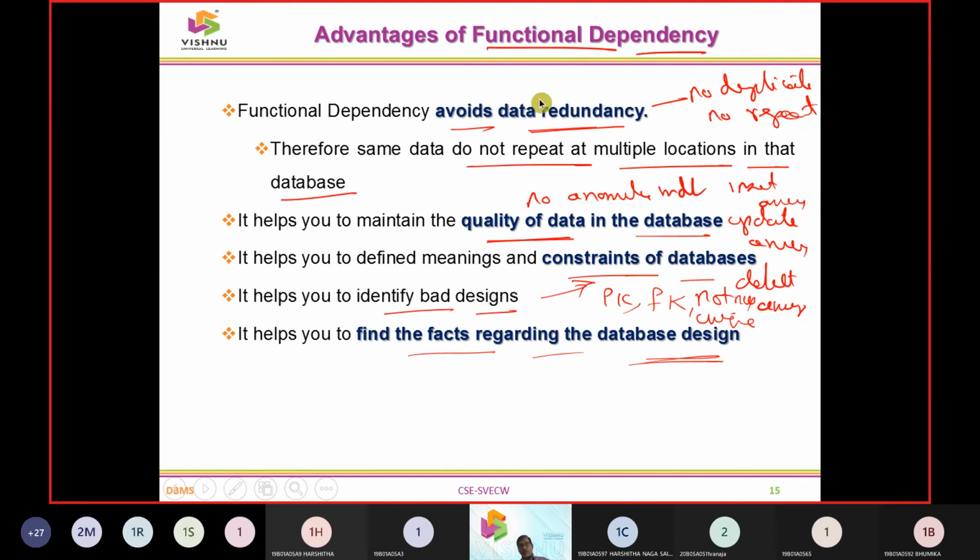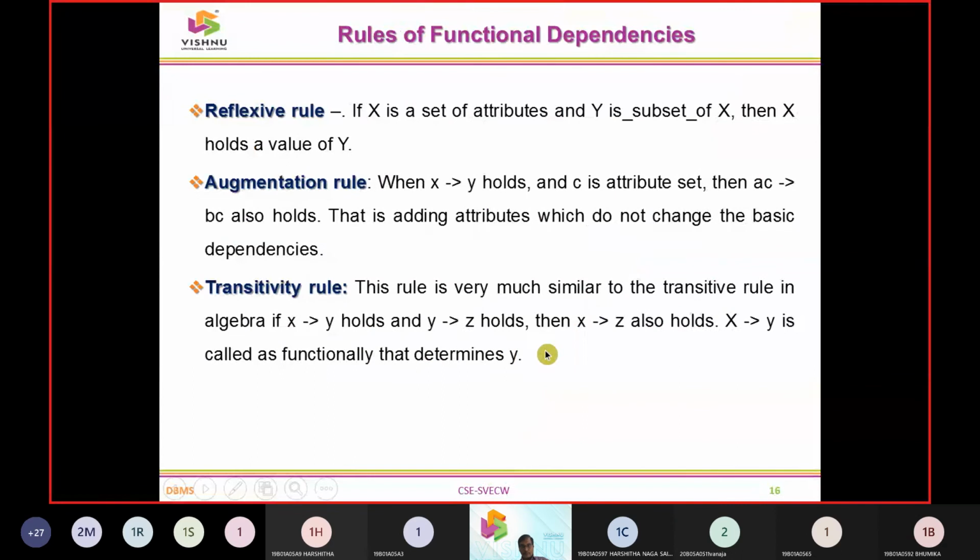So the advantages of a functional design: it is going to avoid data redundancy, and it maintains the standards of quality of data, that is, no anomaly, either in the form of insert, update, or delete. And there should be some meaningful constructs which give the constraints in the form of unique, not null, check, domain, and primary key and foreign key references. And basically it is used to find the facts in a database design.